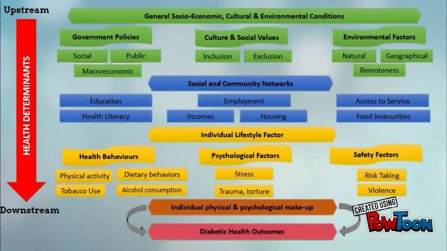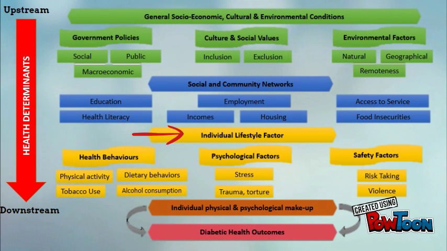Thus, linking them together, we have a causal pathway from upstream determinants, especially the environmental factors of being remote, to intermediate determinants like lower education and employment rates that lead to lower levels of health literacy and incomes, which create food insecurities, poor housing conditions, and difficulty accessing services. To downstream determinants, including lifestyle factors like poor health behaviors mentioned above, psychological factors including residual stress from the effect of the stolen generation, and safety factors.